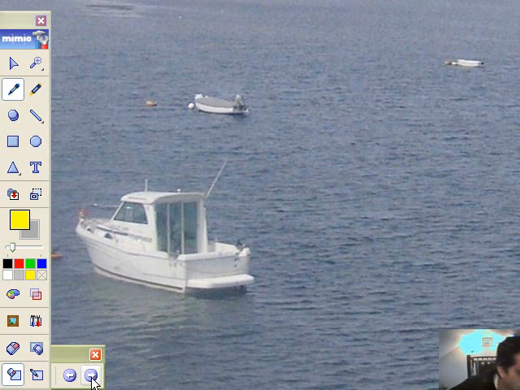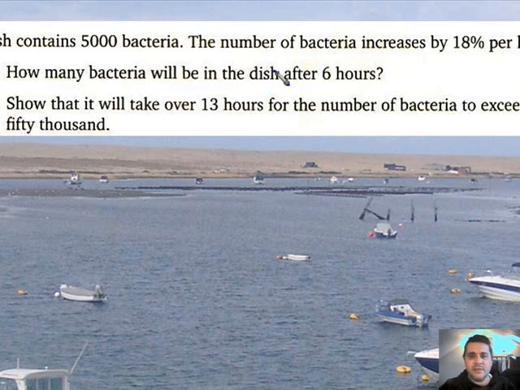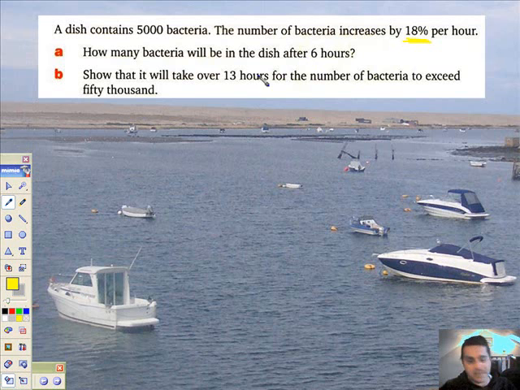This is question 8, bacteria in the dish. Now, the dish contains 5,000 bacteria. I don't know how they know exactly. Anyway, the number of bacteria increases by 18% per hour. It's rapid growth. How many bacteria will there be in the dish after 6 hours?